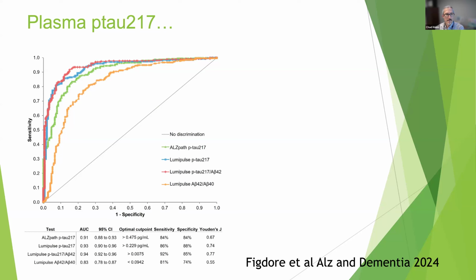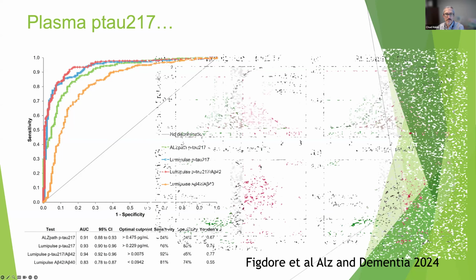This is showing you one example of a plasma tau assay, and this is measuring just the plasma p-tau 217 and showing you that the area under the curve and the sensitivity for these assays is pretty good. And of course, this is if you use a single cutoff of 0.229 for this particular assay.